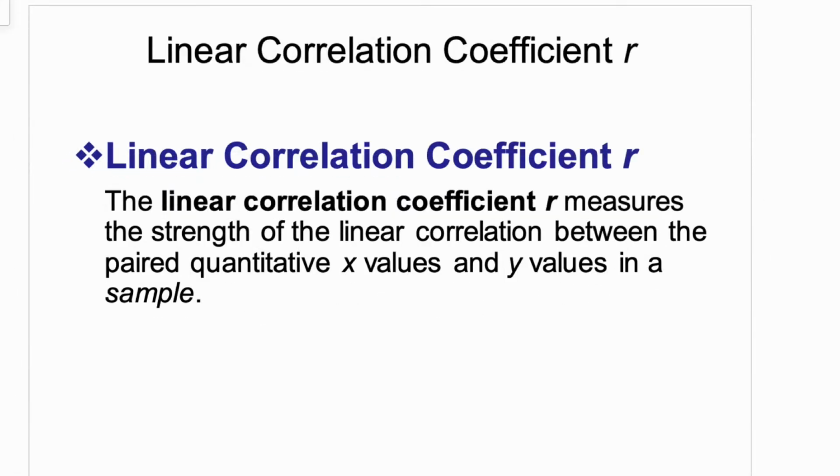The strength of that linear correlation is told by the linear correlation coefficient R. R tells us how strong the linear correlation exists between the pairs of quantitative X values and Y values in our sample.